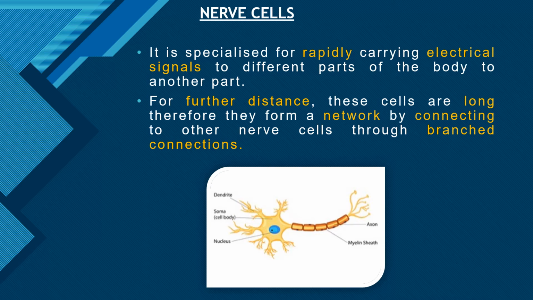Nerve cells are specialised for rapidly carrying electrical signals to different parts of the body, or to another part of the body. For further distance, these cells are long. Therefore, they form a network by connecting to other nerve cells through branched connections. So there's a lot of the word connecting, connections, but also remember branched connections. They connect by branched connections to form a network.